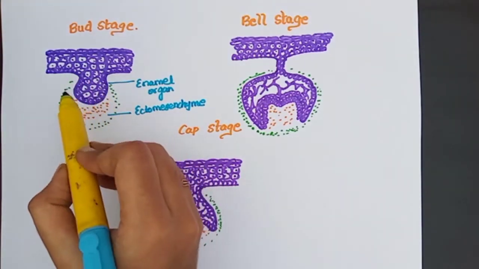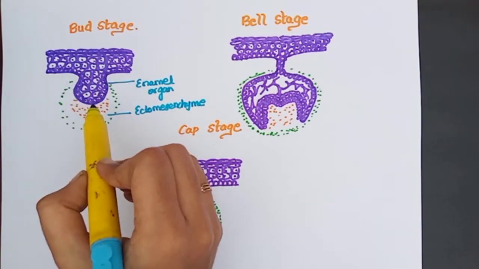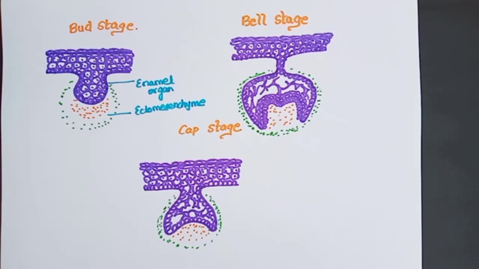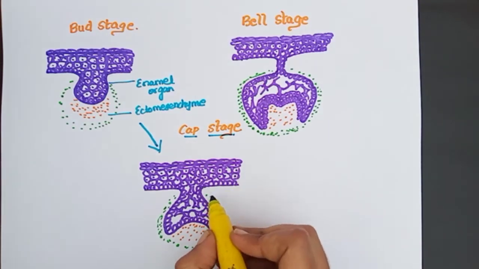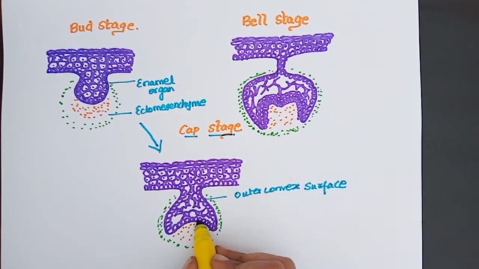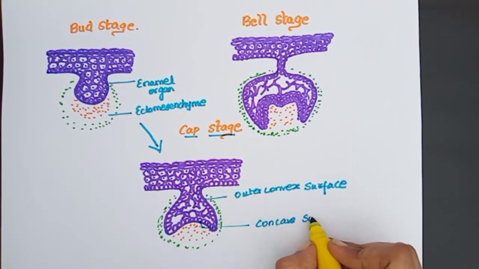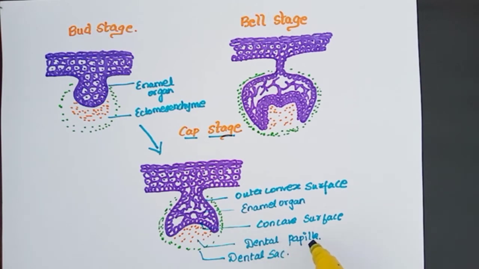As the multiplication of cells are uneven, that is, it multiplies faster in some areas and slower in some areas, alright? This leads to the change in shape of the enamel organ. And it grows to change its shape like a cap. It consists of an outer convex surface facing the oral cavity and an inner concave surface. Inside this depression of the enamel organ, these ectomesenchymal cells increases more rapidly and the tissue appears more dense than the surrounding mesenchyme, alright? This represents the beginning of dental papilla.